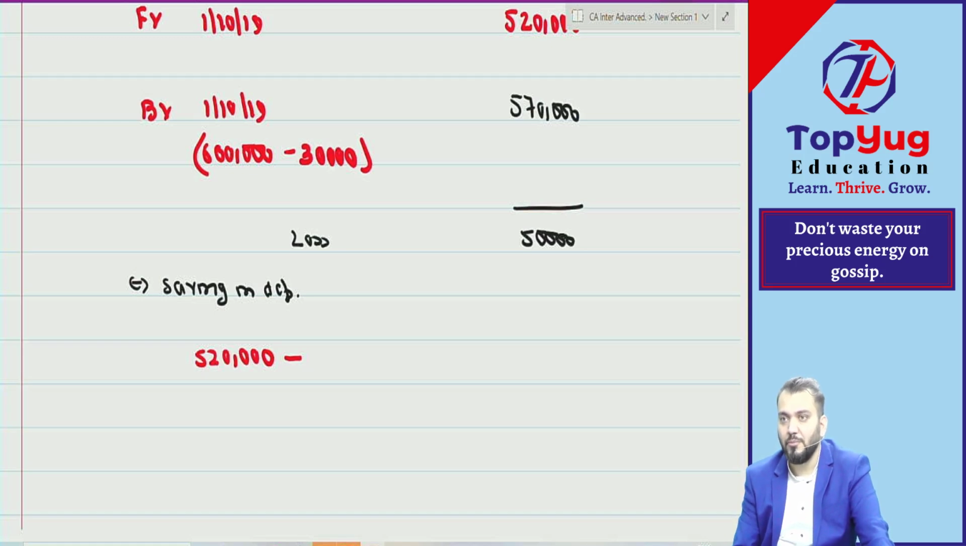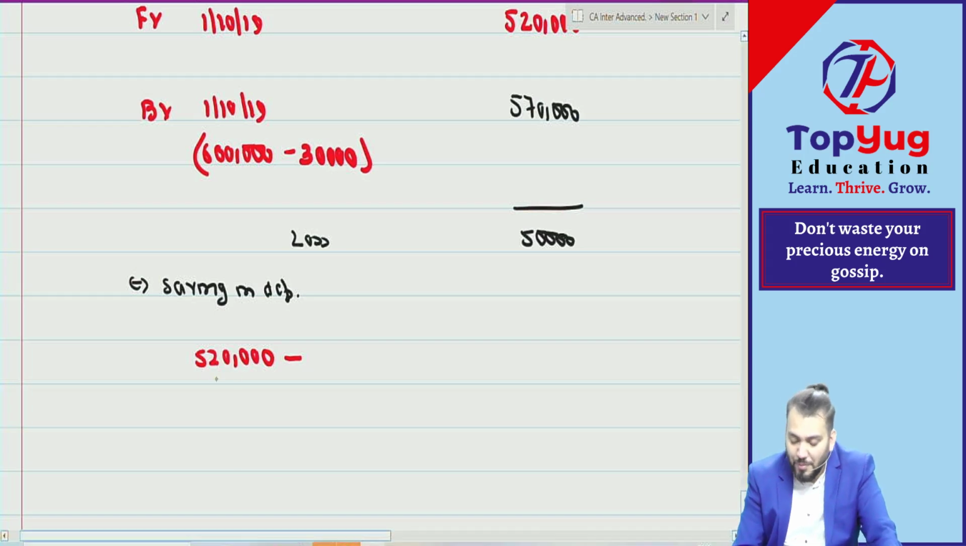Are you able to understand what I am doing? Are you able to understand? Tell me. We will calculate depreciation for the post-acquisition period, which means 6 months. So we'll take fair value minus what? Book value. Which book value will I take, 5 lakh 70 or 6 lakh?